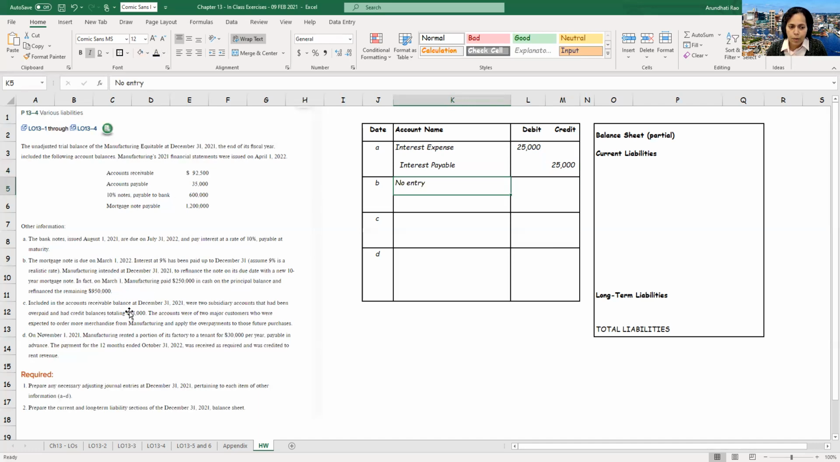Included in the accounts receivable balance at December 31st, 2021 were two subsidiary accounts that had been overpaid and have a credit balance of $18,000. The accounts were of two major customers who were expected to order more merchandise from manufacturing and apply the overpayments to those future payments. So here we have a situation where two customers have overpaid us. They paid $18,000 more. So when we got the money, the journal entry was cash debit, accounts receivable, credit. But the accounts receivable now has a credit balance of $18,000.